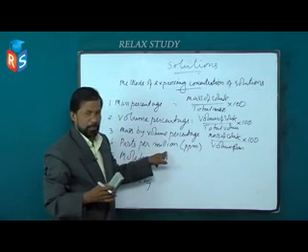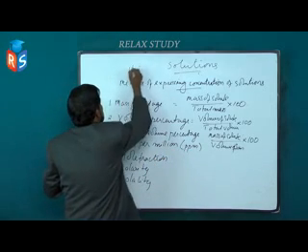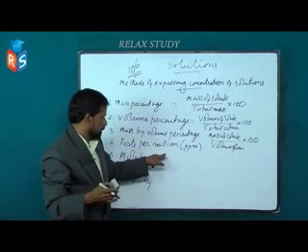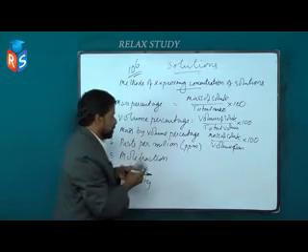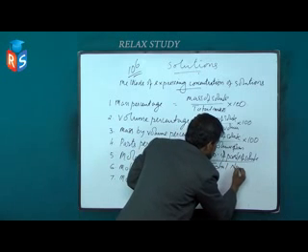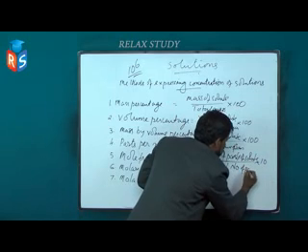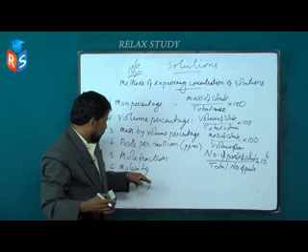Then parts per million. See, million is 10 raised to 6, that is, number of parts of the solute present divided by total number of parts into 10 raised to 6. That is parts per million.